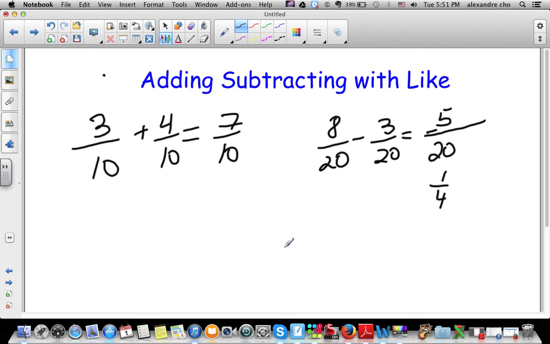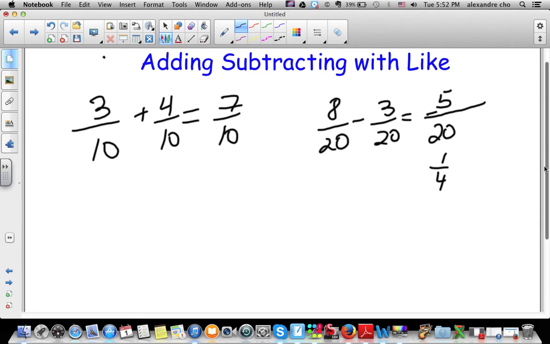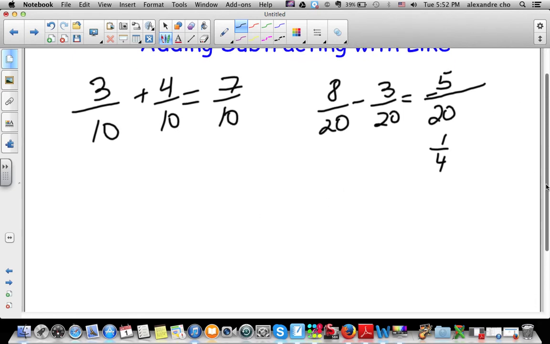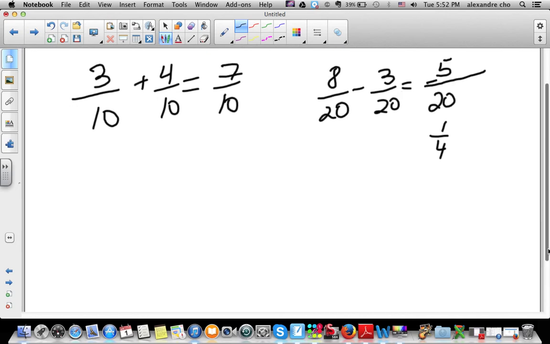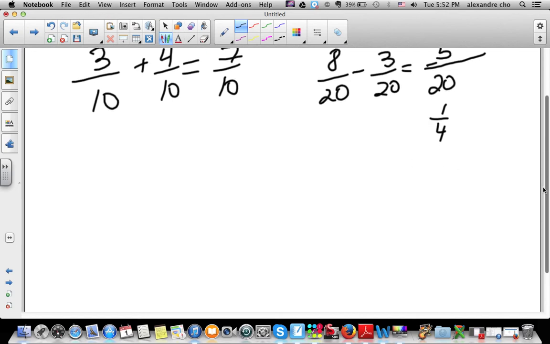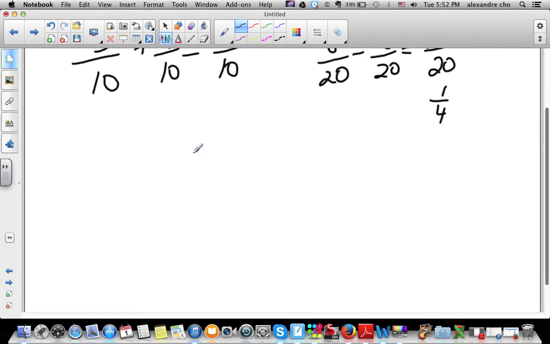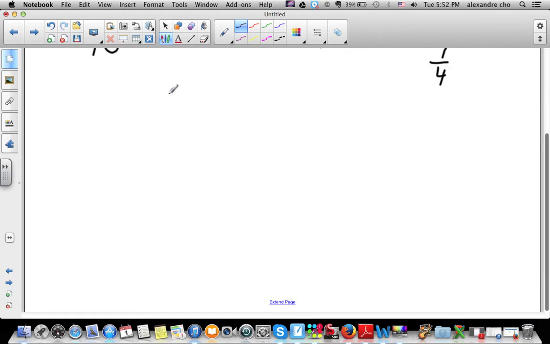Okay, so when the denominators are the same, life is easy. Add the numerators, and keep the denominators the same. Okay, so I will do one with mixed numbers. Okay, and remember, for these two problems up there, there was not much to do. But if you get something like, when the screen stops moving, let's say 3 and 4/7 plus 5 and 2/7.